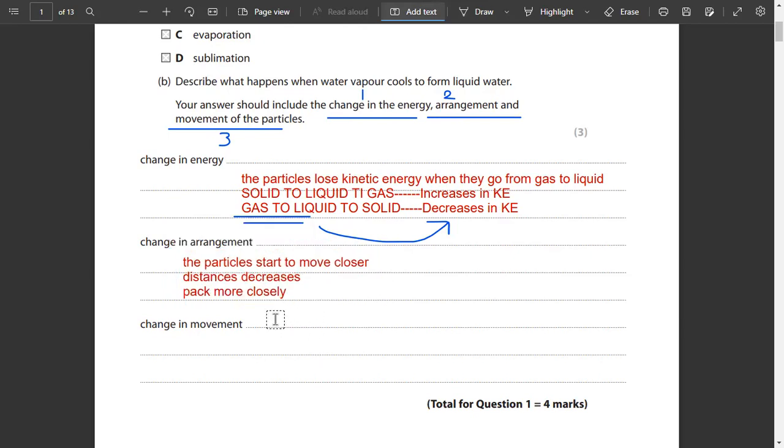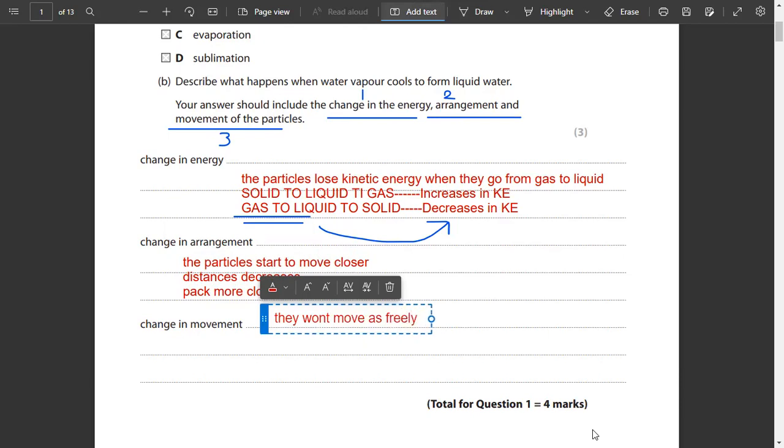What about the change in movement? What will happen to their movement? Obviously, they won't move as freely as gas. They won't move as freely as before, because in gas they were moving very freely, but when they become liquid, they won't be moving as freely as they were moving before. They would be moving slowly. You can say their speed decreases.